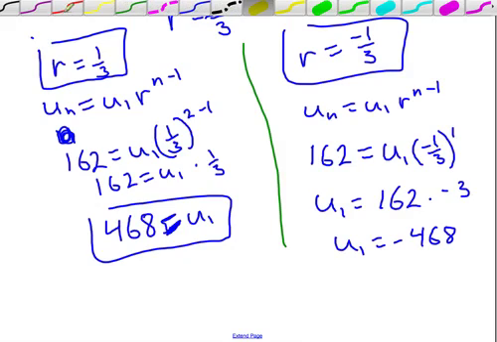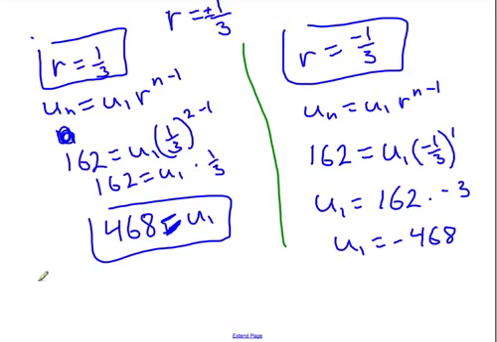So let's just show what both these sequences look like. If u sub 1 is 468 and the r value is 1/3, then your next term is going to be 162, and then you have to get 1/3 of that again, so that's going to be 54, and 1/3 of that is going to be 18, and 1/3 of that is going to be 6, and so forth.